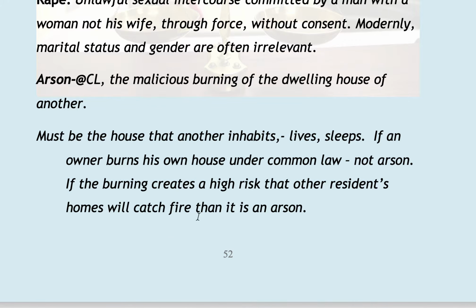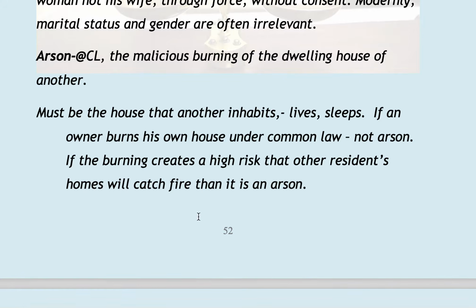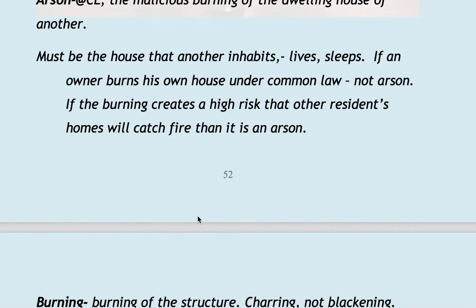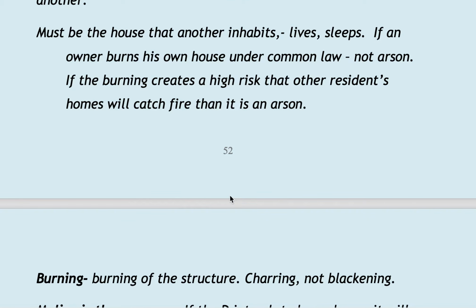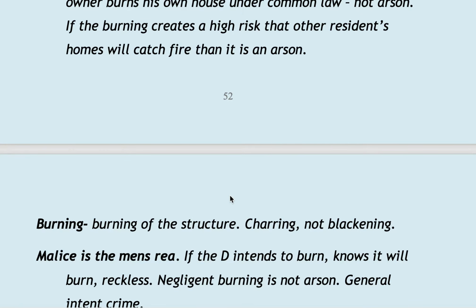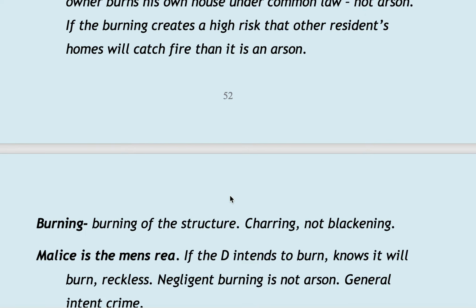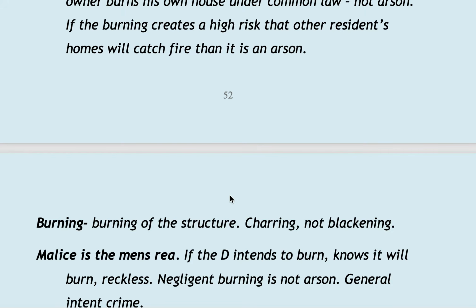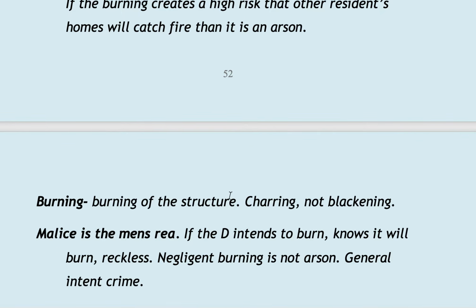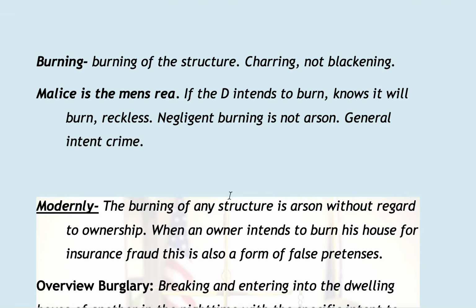Arson at common law. The malicious burning of the dwelling house of another. Must be the house that another inhabits, lives in, sleeps in. If an owner burns his own house down under common law, it's not arson. If the burning creates a high risk that another's residence will catch fire, then it is arson, like if it's an adjoining building or something. Burning of the structure.